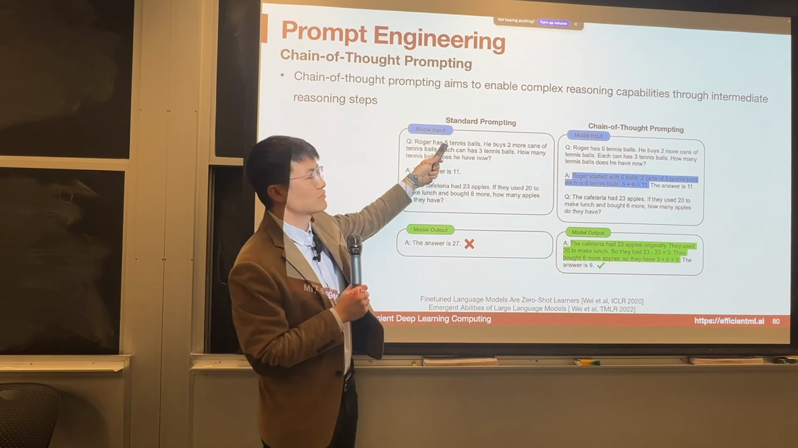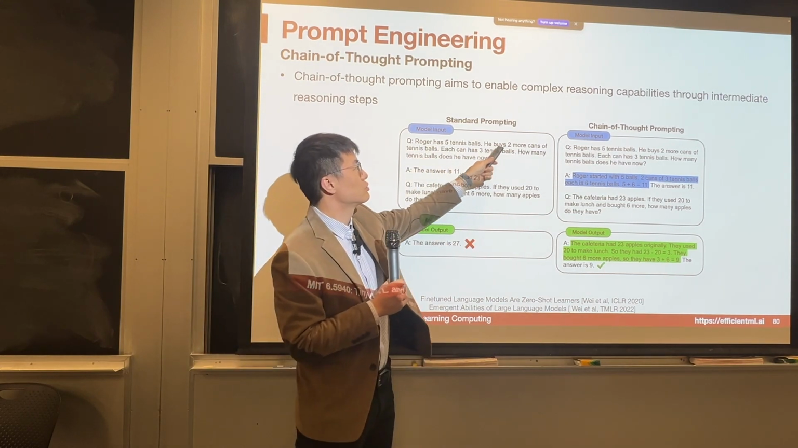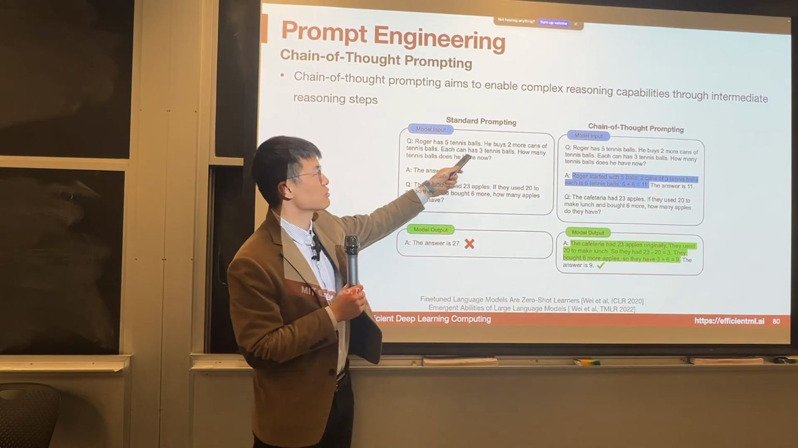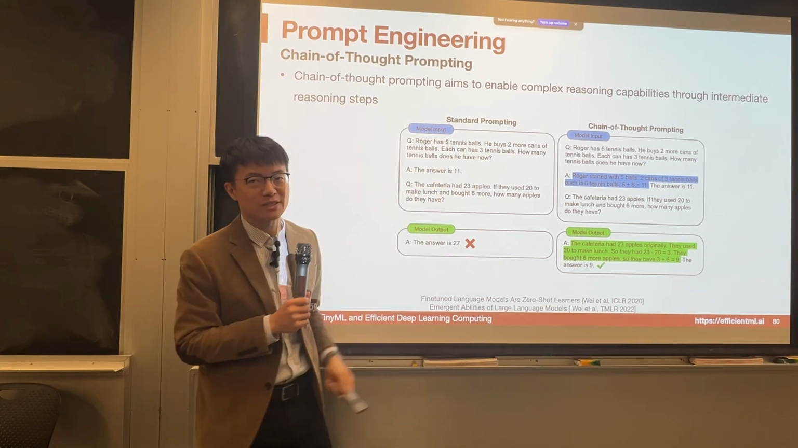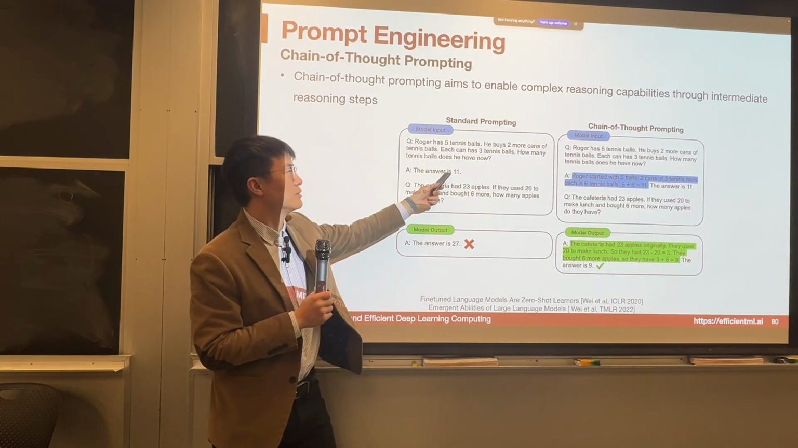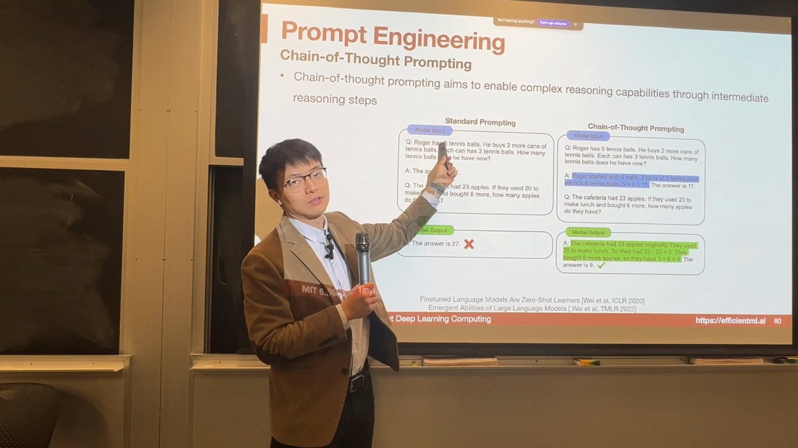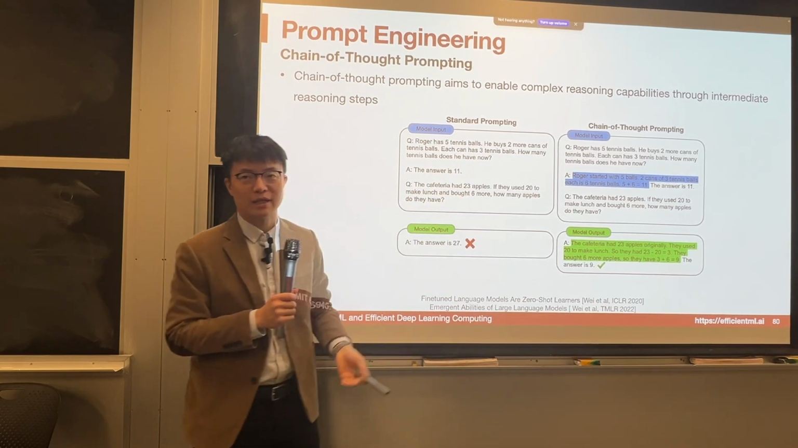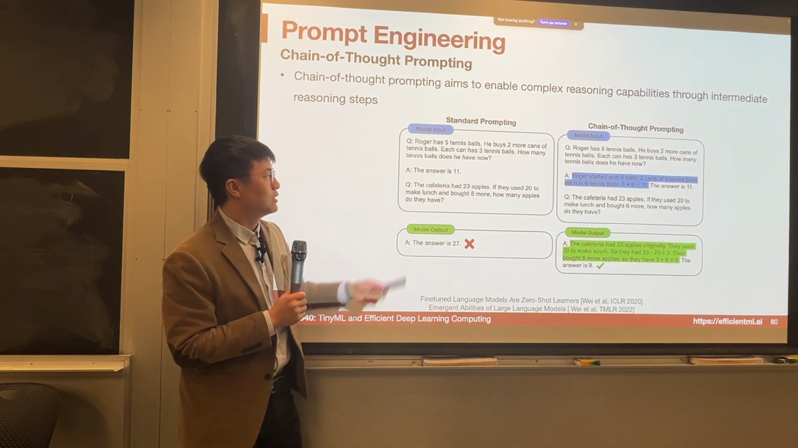Let's see an example. This is standard prompting, like few-shot in-context learning. Roger has 5 tennis balls. He got 2 more cans. Each can has 3. How many balls does he have? It'll be 11. 5 plus 2 times 3, that's 11. And then it asks a new question.